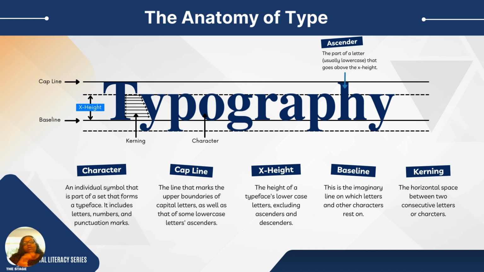So we have that, and we also have characters. I have the character here pointed out to the O, but a character really is any individual symbol that is part of a set that forms a typeface. It includes letters, numbers, or even punctuation marks. All right, so we have quite a bit of information here.